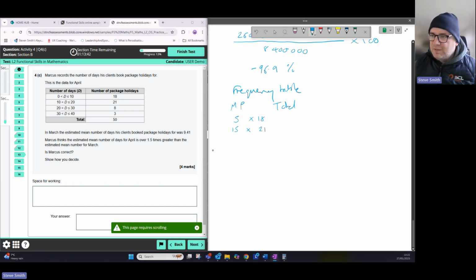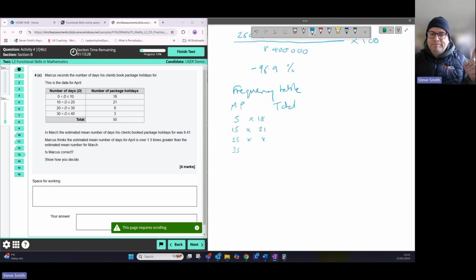20 add 30 is 50. Divided by 2 is 25. Times by 8. And then 30 add 40 is 70. Divided by 2 is 35. So we always add both the numbers together and divide by 2 to find the midpoint.